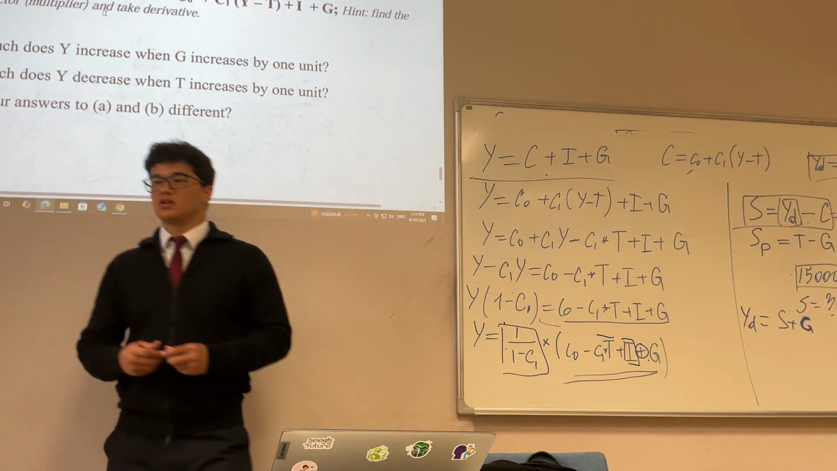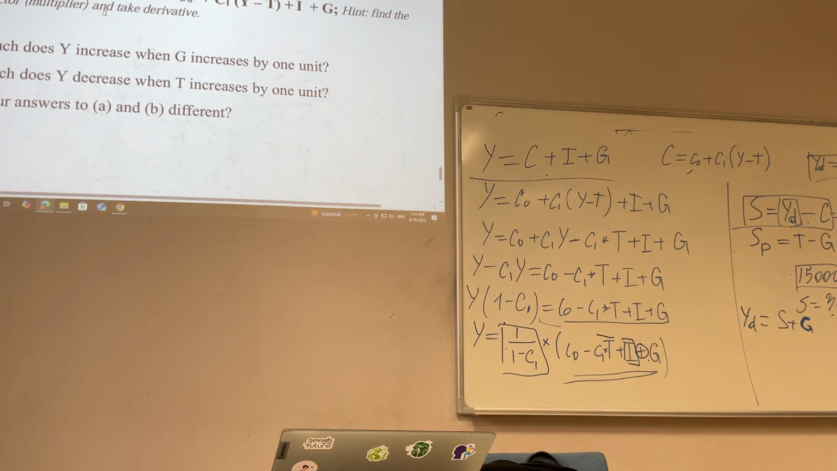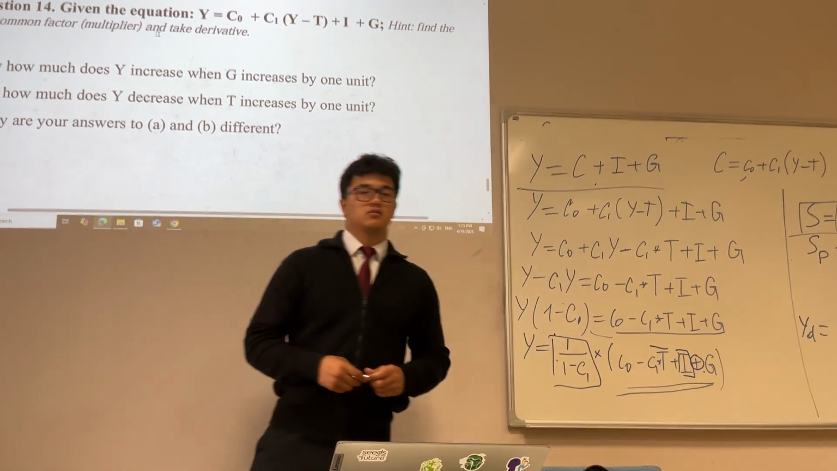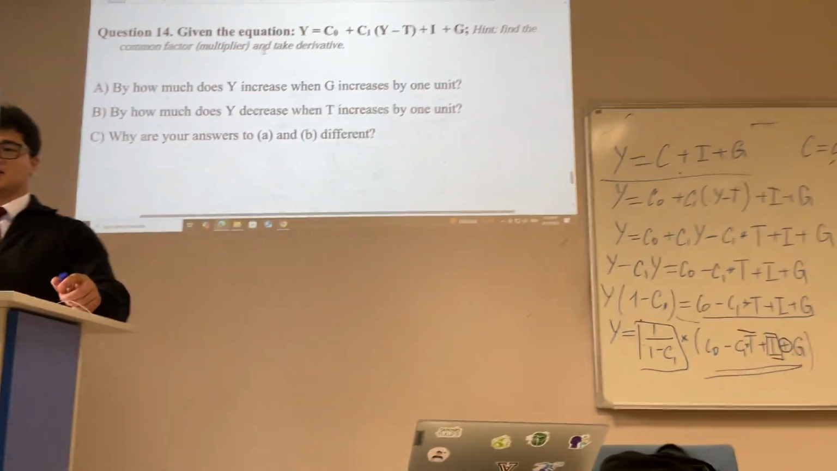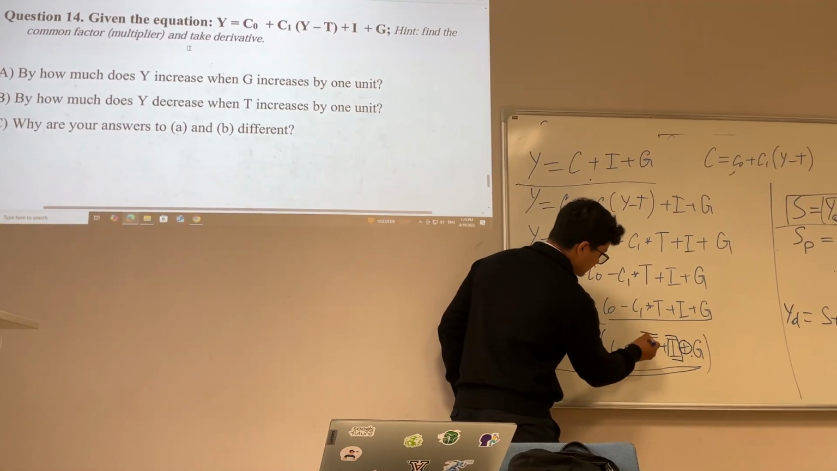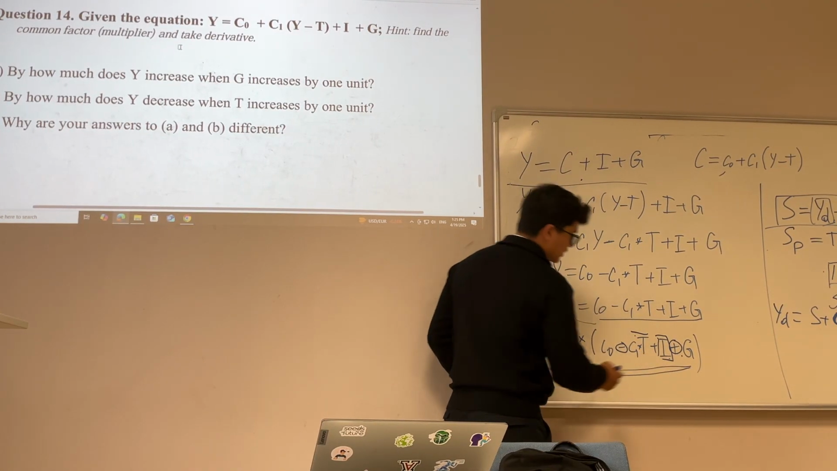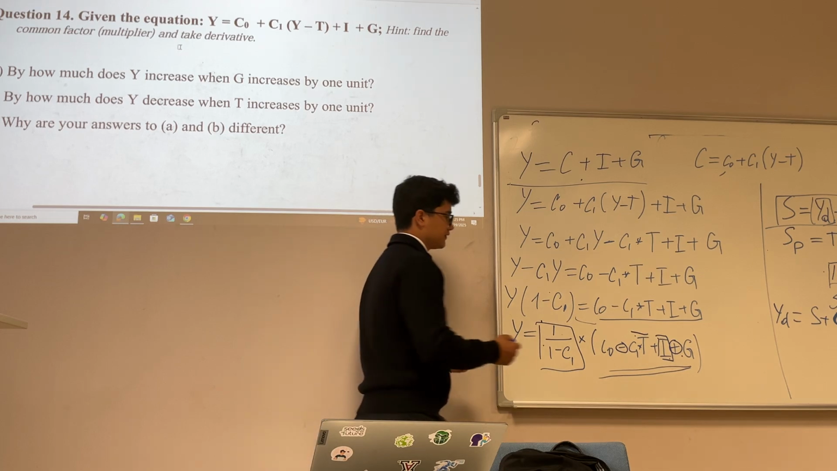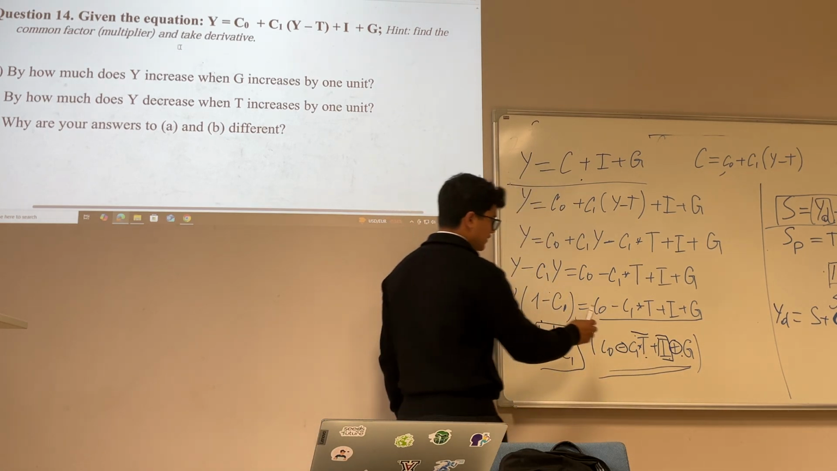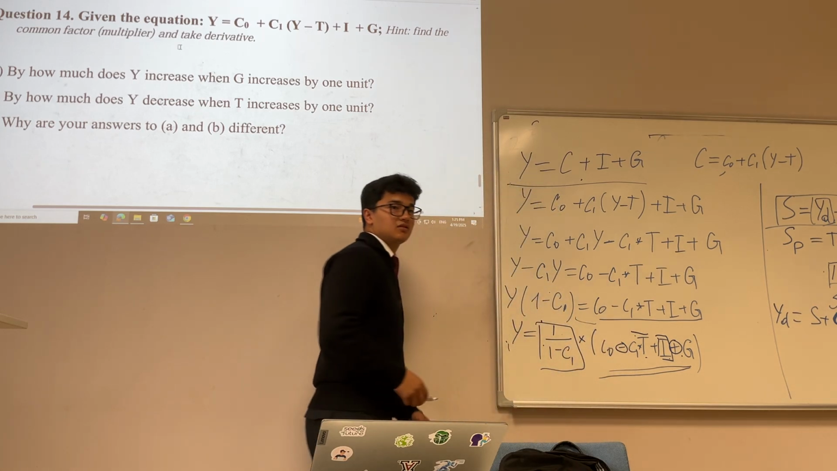Our multiplier. How about the second one? Same stuff for T, but decrease, because it's minus. Yes. It will decrease by minus the multiplier. Just look at this relation. Here it's minus T. If taxes increase, this one decreases. If taxes decrease, this one increases.